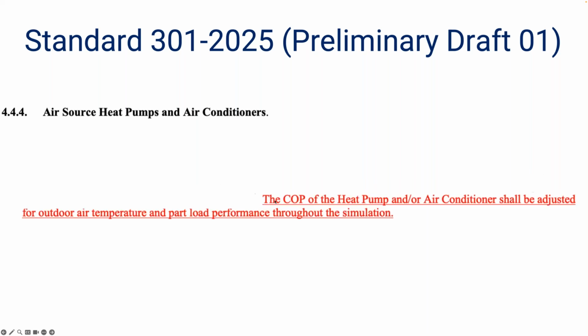The last sentence that was also added in this preliminary draft is that the COP of the heat pump and air conditioner shall be adjusted for outdoor temperature and part load performance throughout the simulation. And this was added primarily because we discovered that some people were using constant COPs for their simulations, and that's really not reflective of how the equipment actually works. It doesn't say how to make these adjustments, so this statement is really left up to the interpretation of the software developer to decide how to do that.